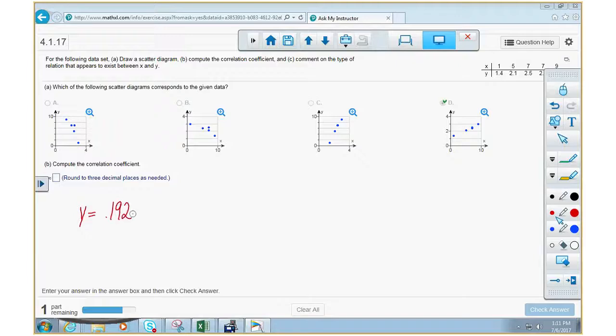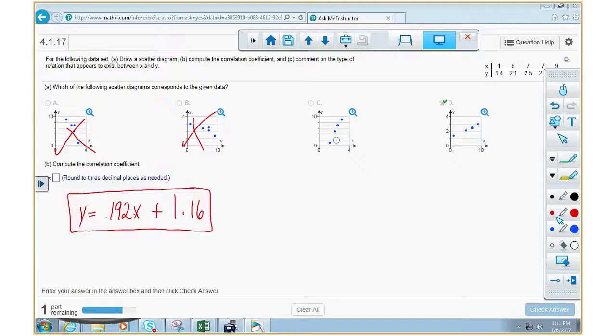0.192 x plus 1.16. All right. Now, let's say that I want to draw this line. I'm going to pick a point at 0, and it'll give me that point, and then I'm going to pick a point at 10, and it'll give me that point. All right? So let's do it.